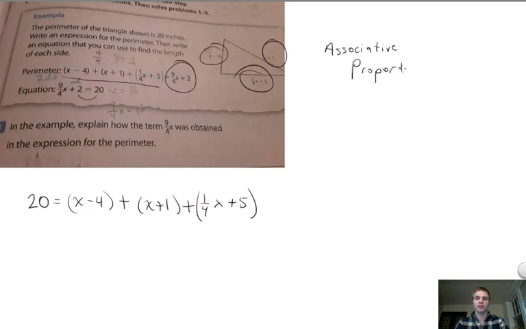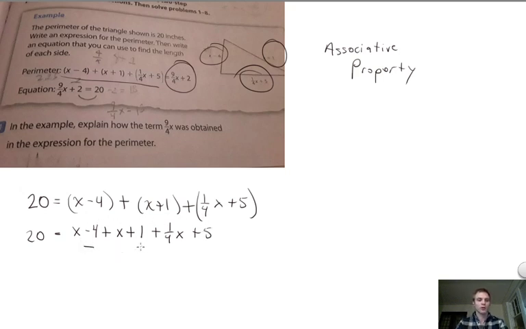Okay, this is a fascinating property. To simplify this a little bit, I'm just going to get rid of those parentheses. x minus 4 plus x plus 1 plus 1/4 x plus 5. Now I can combine my like terms here.